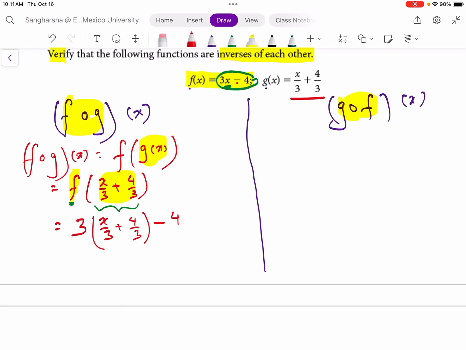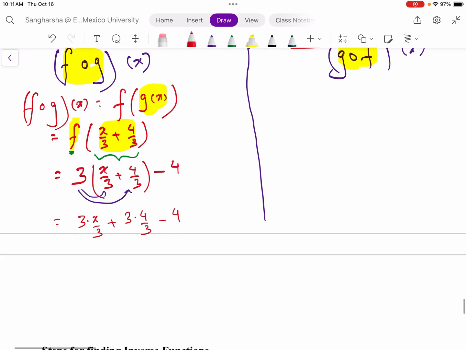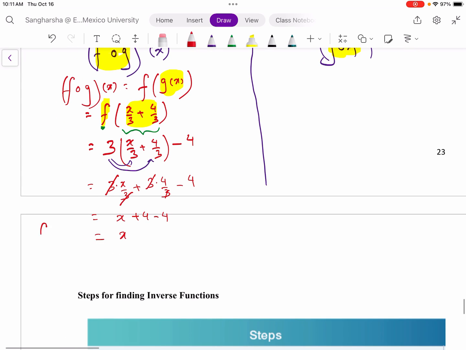Now let's simplify. So let's distribute 3 to both of these terms here. So we have 3 times x over 3 plus 3 times 4 over 3 minus 4. So this 3 cancels, this 3 cancels. We have x plus 4 minus 4, and we have x. Okay, so our f composite g is x.